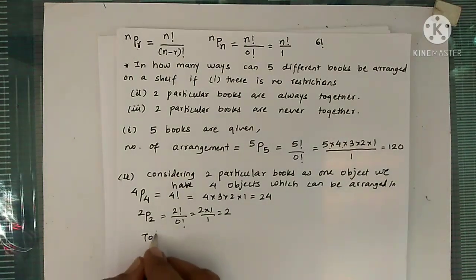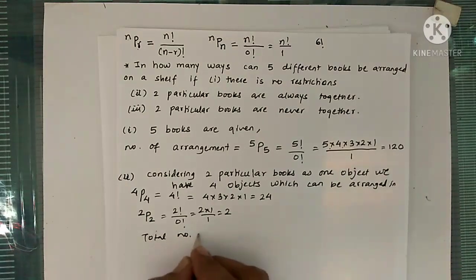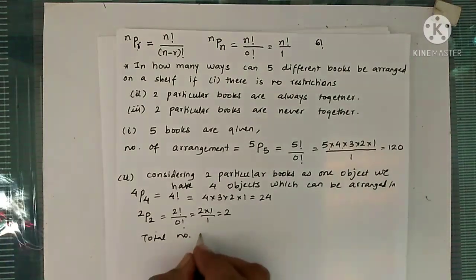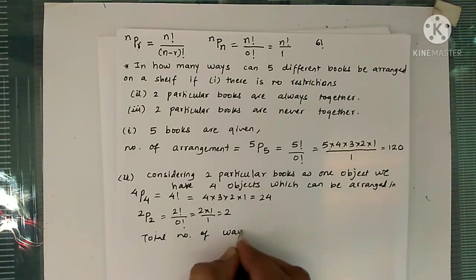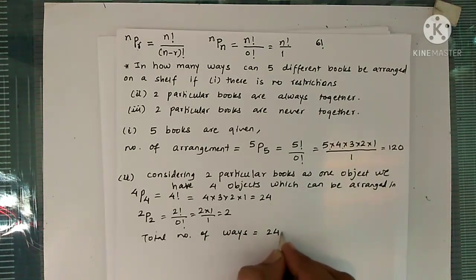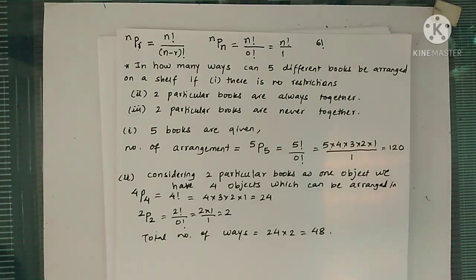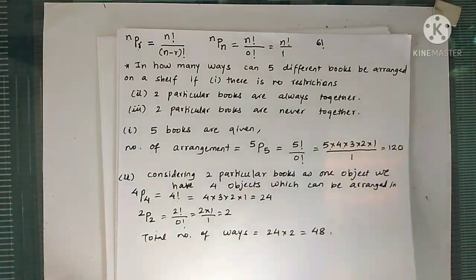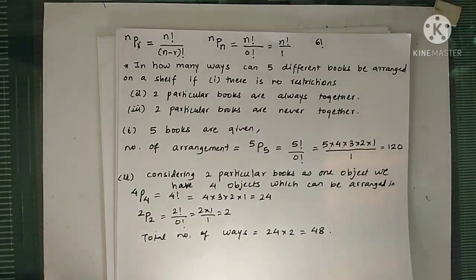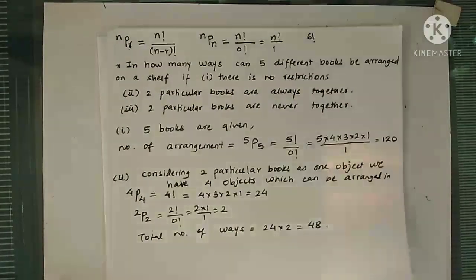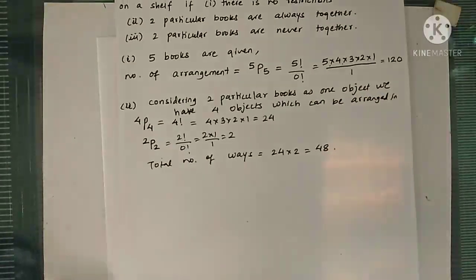So the total number of ways, by the multiplication principle, we have to multiply these. So the total number of arrangements is 24 into 2, 48. But remember, the most important point here is whenever we want those objects together, we have to consider them as one object. That is the essence of this question. Now in the next one, we want those objects not to be together. 2 particular books are never together. So let's see that.